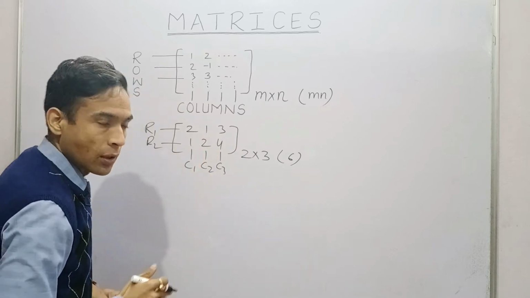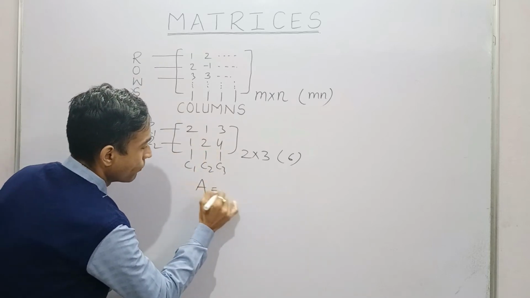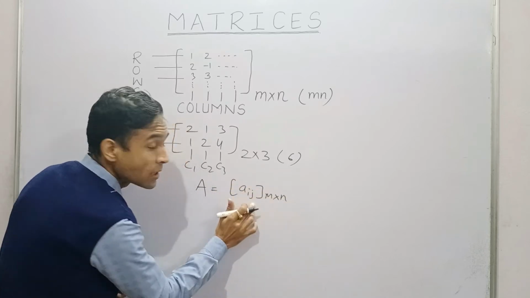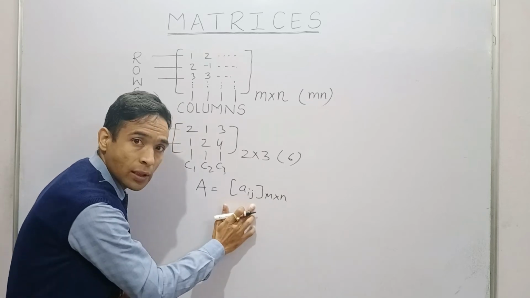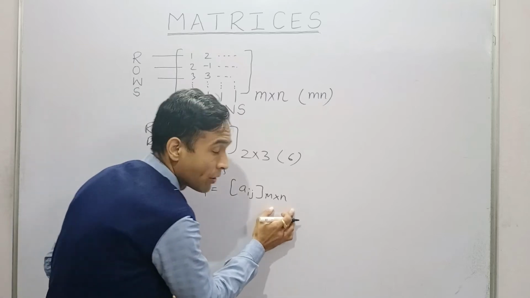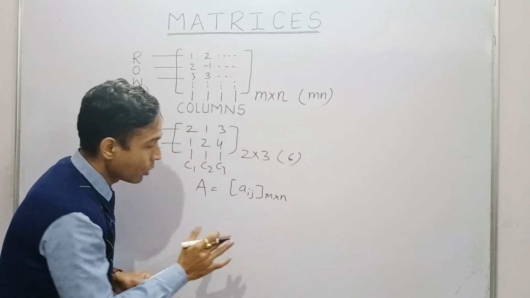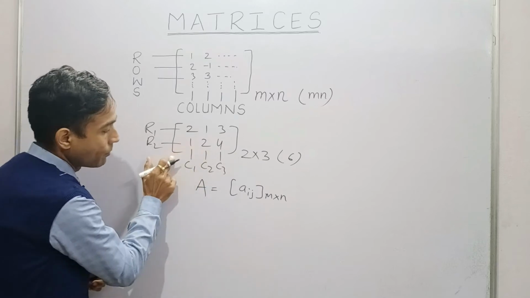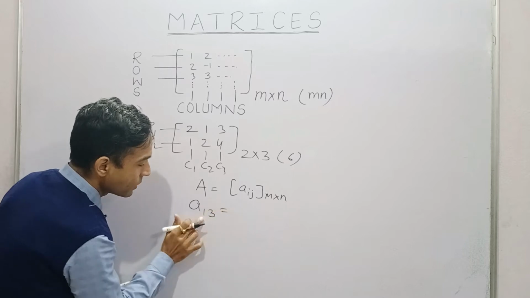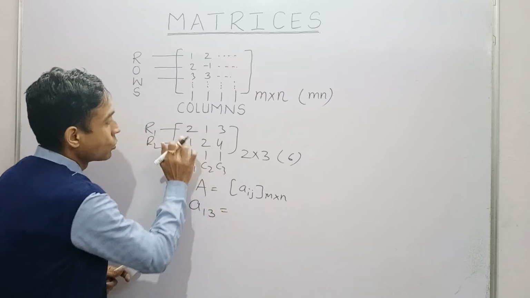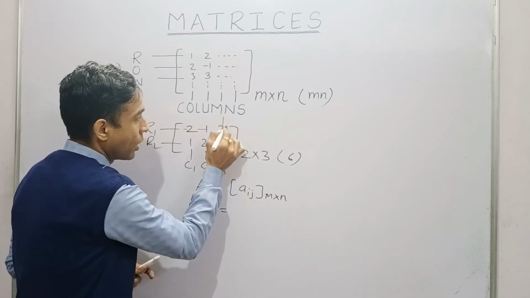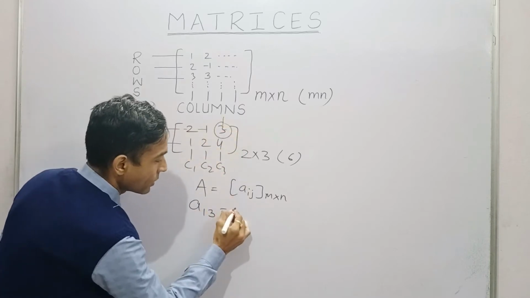We represent the matrices with a capital letter and we write it in this way. Here Aij represents the particular position of any element, and m and n represents the total number of rows and columns. Let's take the same example here. If I write a13, this means first row and third column. So this is the first row and this is the third column. So our value of the element is 3 here.